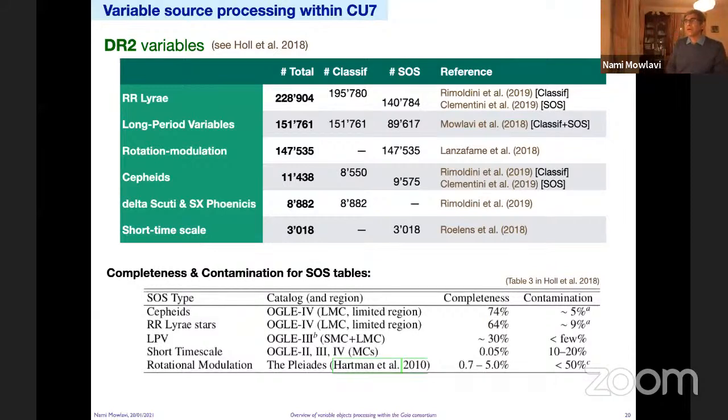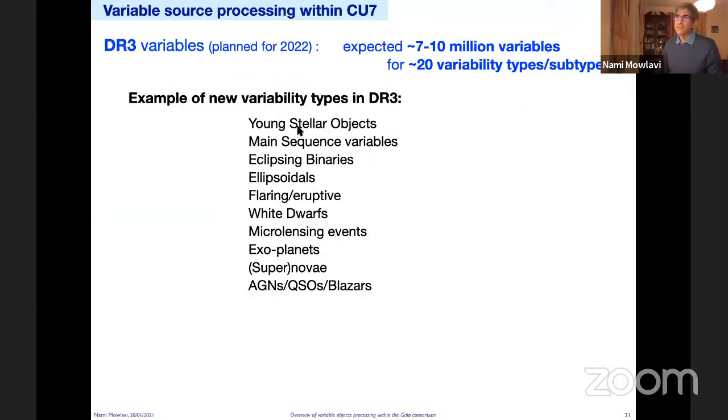So for DR2, this is a summary of the various types that were published for the different types in classification and in SOS. And this is one example of the completeness and contamination study that we did for DR2. Now for DR3, these are some types of examples of variables that we plan to publish. I just show you that will be for next year.